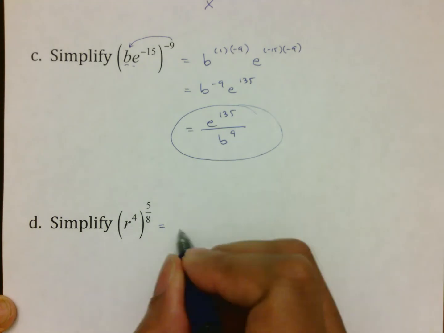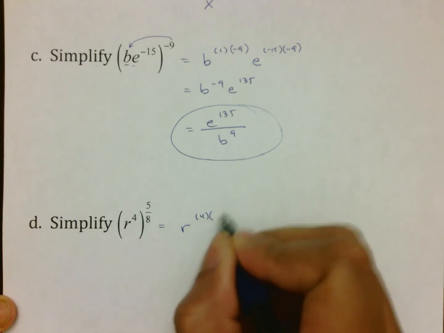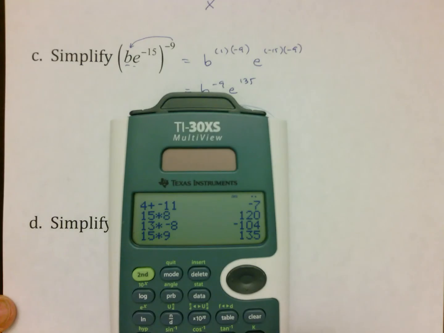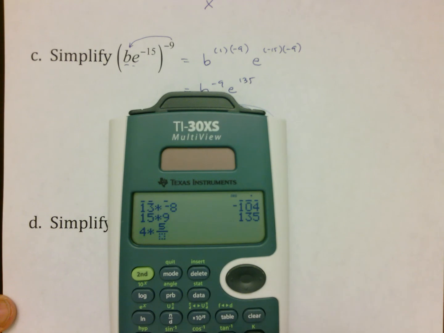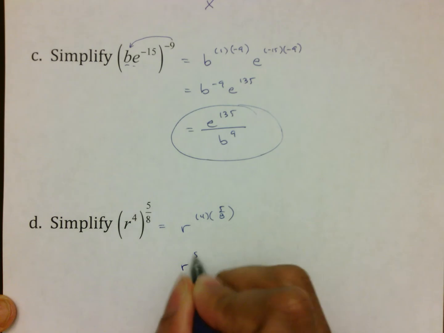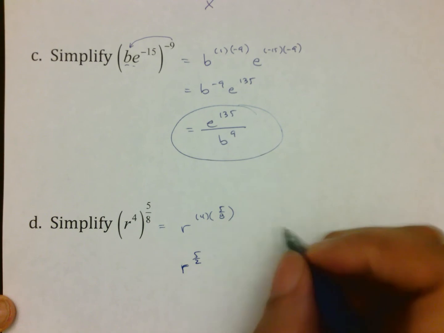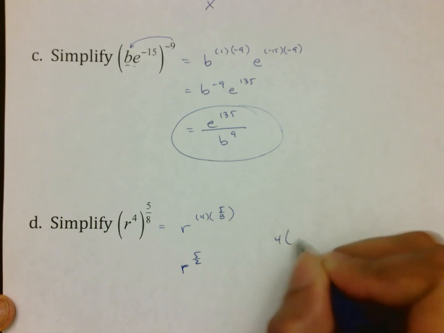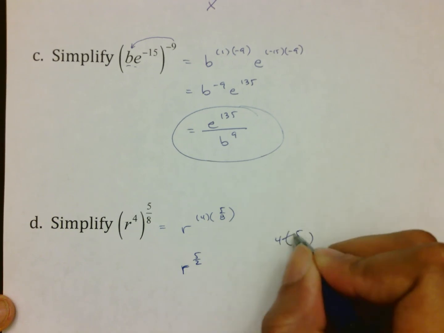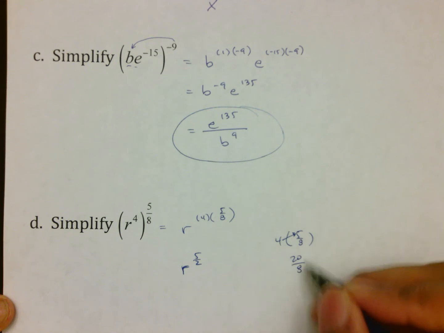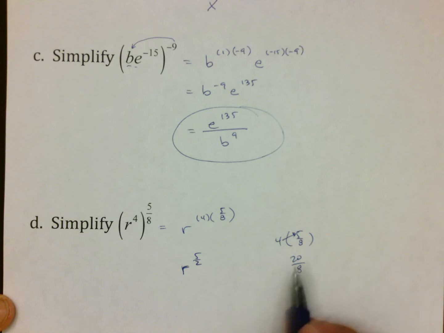Simplifying this one, it ends up as r to the 4 times 5 over 8. You do have a calculator that allows you to do 4 times 5/8, which makes 5 halves. The trick is to make sure you have it reduced. Now, if you don't have a calculator, you need to remember that whenever you take 4 times 5/8, the number multiplies up to the top, making 20 over 8, and then you have to reduce that, and that is where you get your 5 over 2, because both of these can be divided by 4.